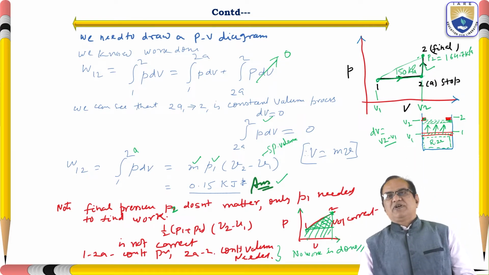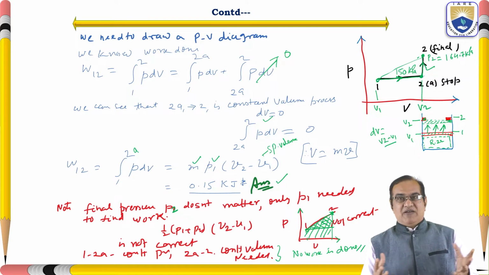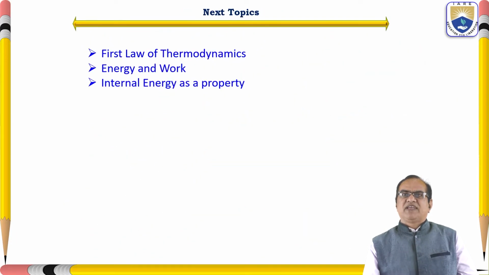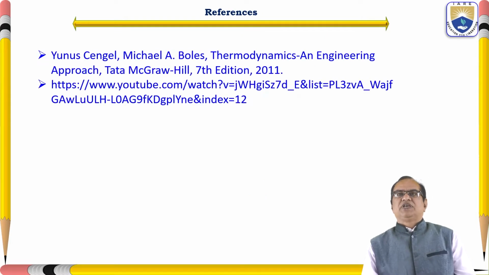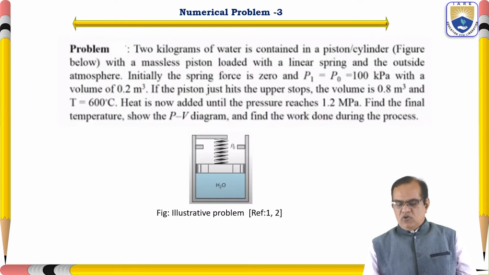I hope this problem is very clear, and try to practice this problem. Very interesting problems are there. I am referring to my reference one; all the problems are taken from Cengel, Thermodynamics: An Engineering Approach. Now I will go for the next problem, numerical number 3.